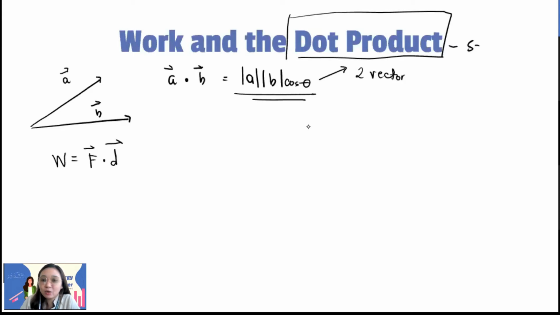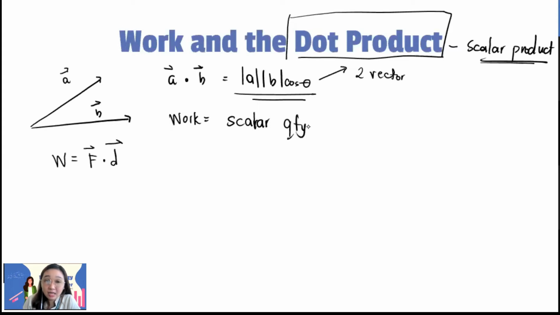Dot product is also called as scalar product. Bakit po? Kasi ang output or ang product ng dalawang vectors na i-multiply natin ay magiging scalar quantity. That's why work, kahit na vector si force, displacement ay vector din, work is considered as scalar quantity. Kasi, in-apply natin yung dot product.